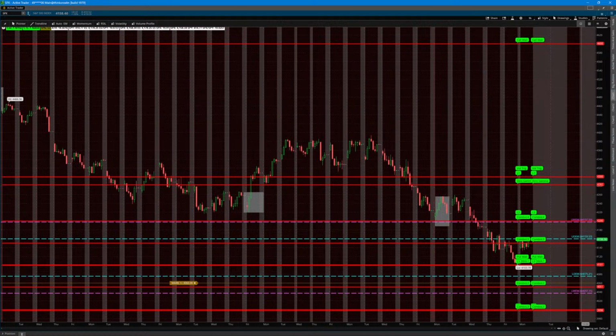Let me point out just a couple of key events. This was the jobs report for September, October 6th. Gamma squeeze after that.